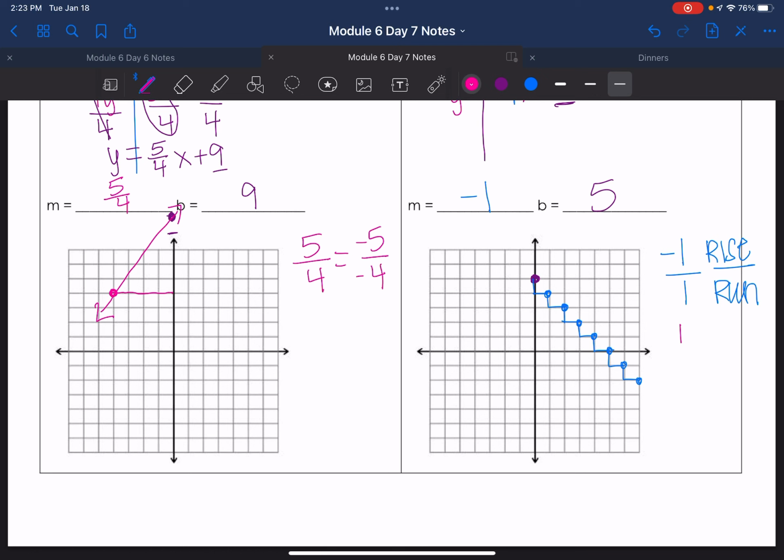So you could say a +1 over -1, which means that we would move up 1 to the left 1, up 1 to the left 1. And notice it's still in the same pattern as the one before. Whoop. Didn't mean to hit the eraser. There you go. And make sure you connect your dots.